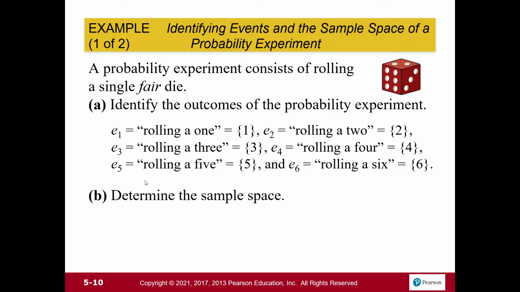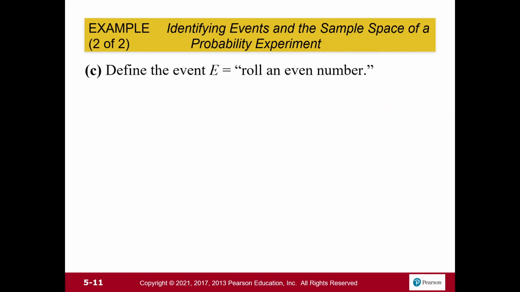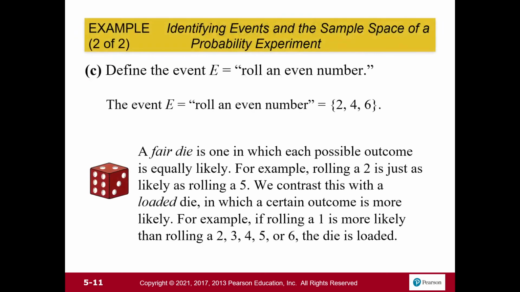Determine the sample space. The set of all possible outcomes forms the sample space. There are 6 outcomes in the sample space. Define the event E equals roll an even number. All right. So the event E, roll an even number, will have 2, 4, and 6. So that is the sample space.